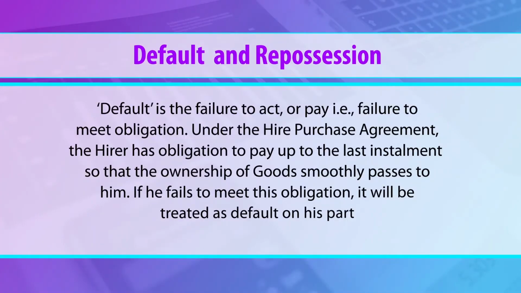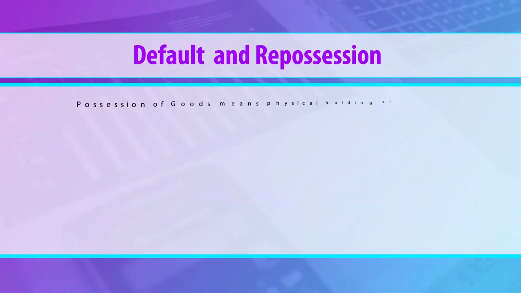Under the hire purchase agreement, the hirer has an obligation to pay up to the installment so that the ownership of goods smoothly passes to him. If he fails to meet this obligation, it will be treated as default on his part. So, it is very simple. When we do not fulfill our commitment successfully, this is what we call default on our part.